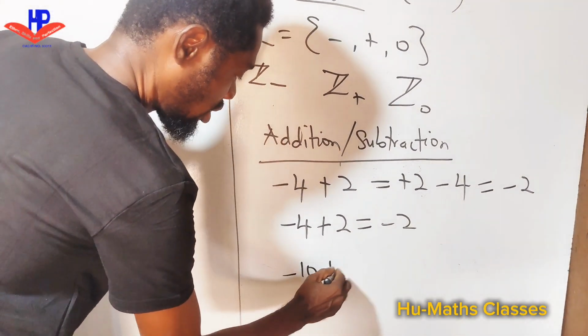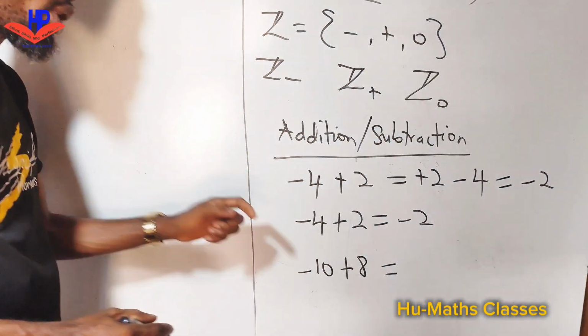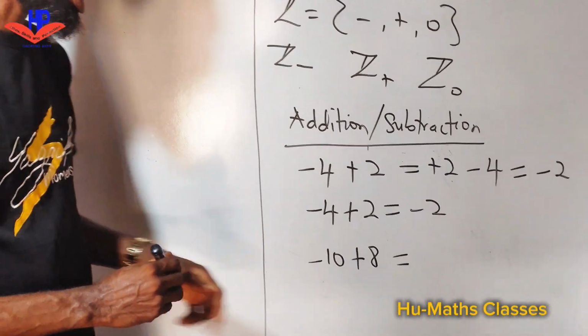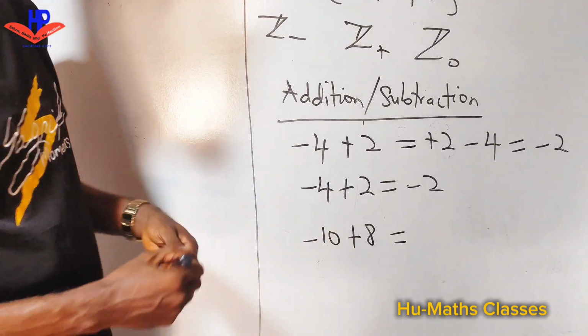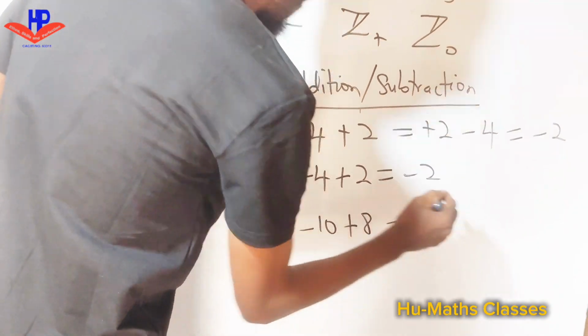Minus 10 plus 8. You owe 10 and you have 8. If you give out the 8 you have, you're left with 2 to balance. That 2 is still minus 2.